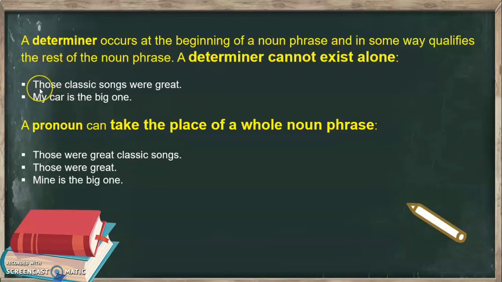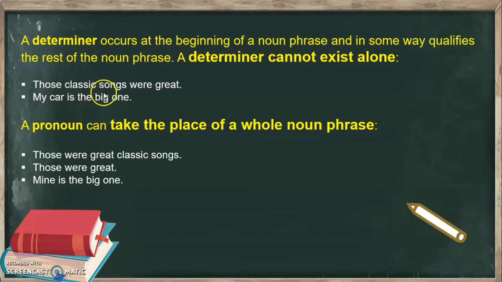Let's take a look at this example. Those classic songs. So we cannot say those were great. This is not a determiner if we say those were great. We need to have this noun phrase here, classic songs, to be able to say that the word those is actually a determiner because those determines the classic songs. Which ones? The classic songs. It is the classic songs that we are talking about.